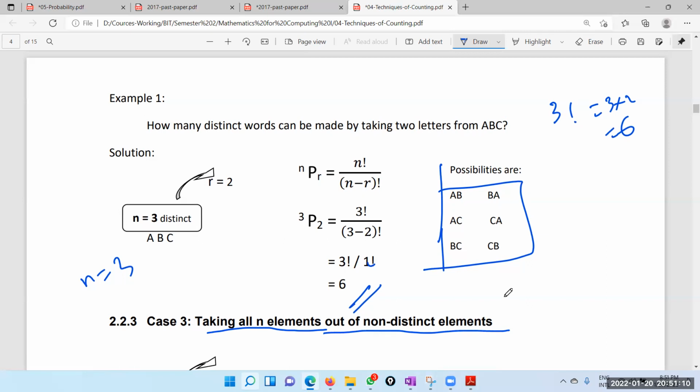We have n non-distinct elements this time, but we are taking all n and arranging them. How many possibilities are there?